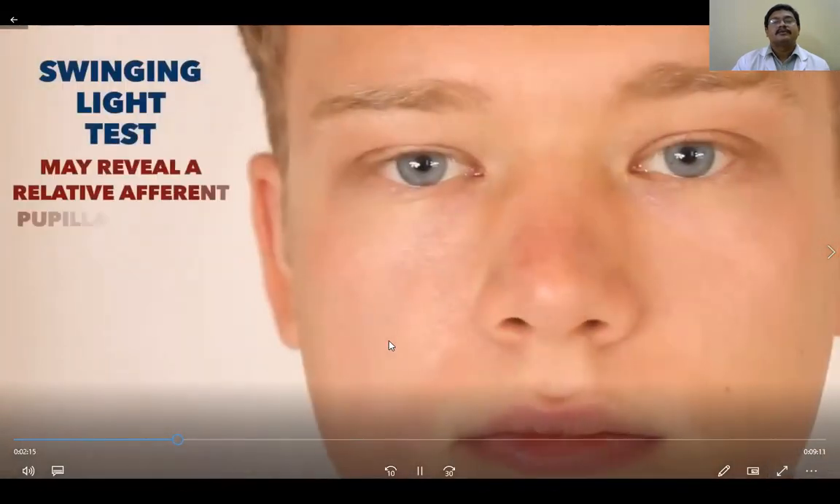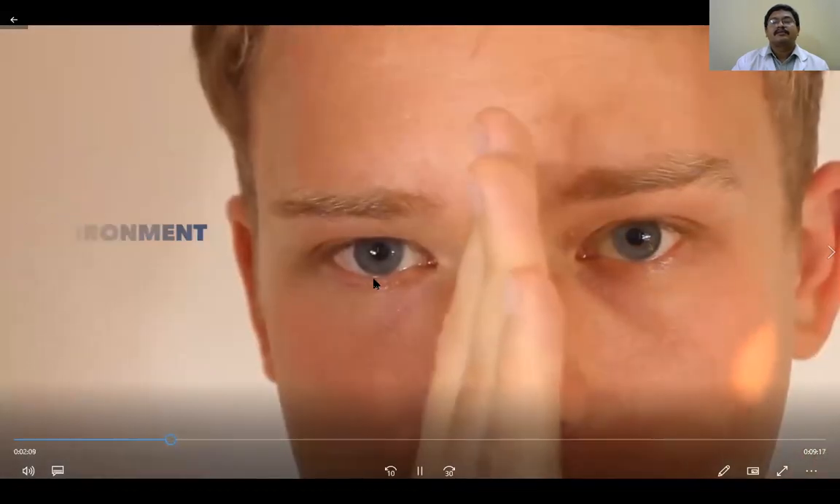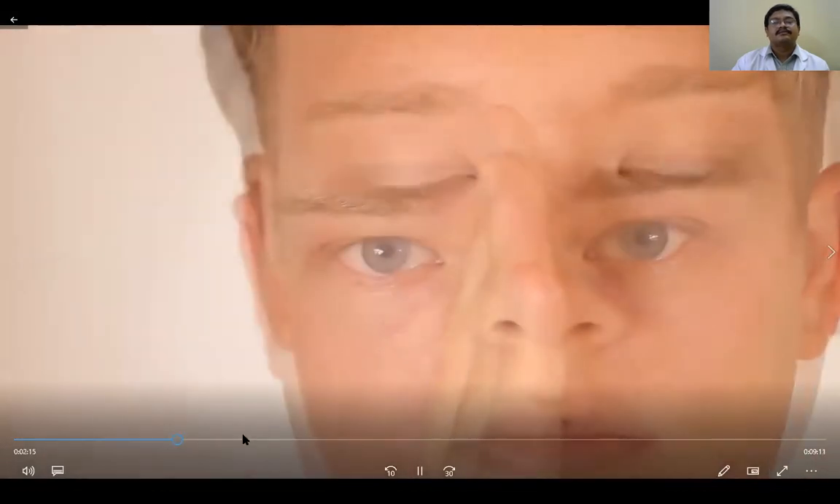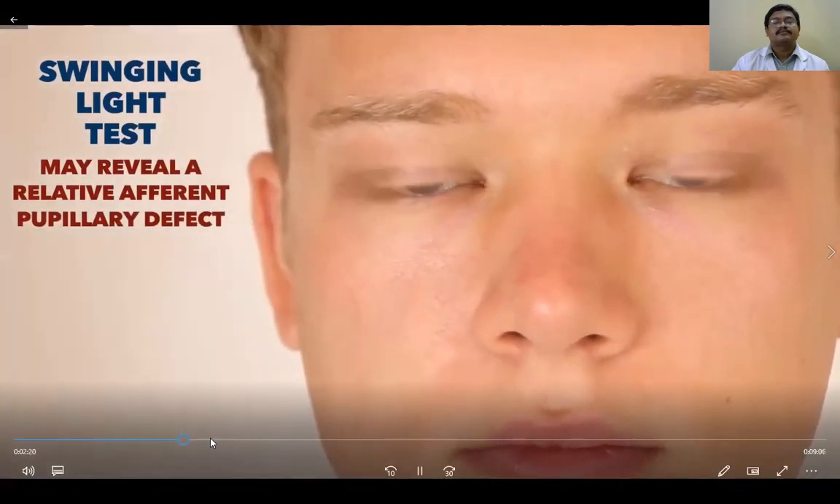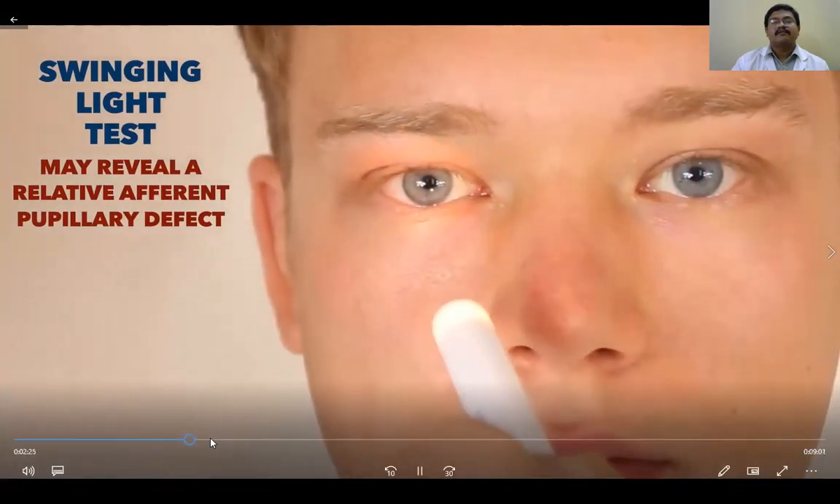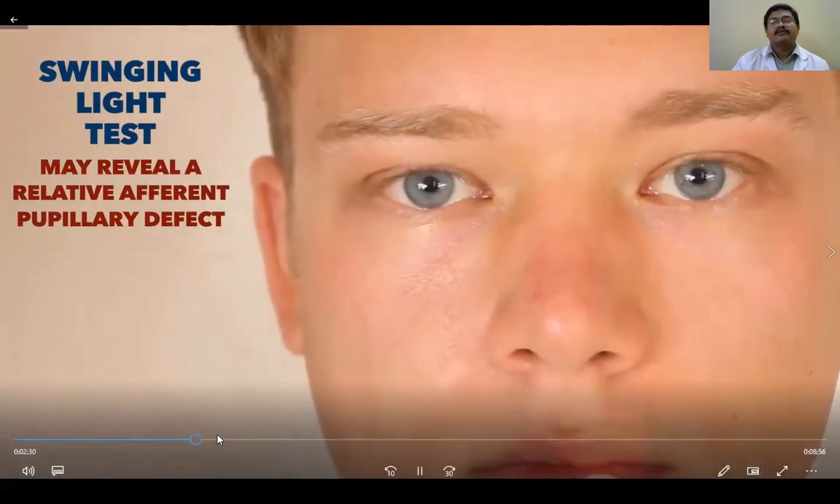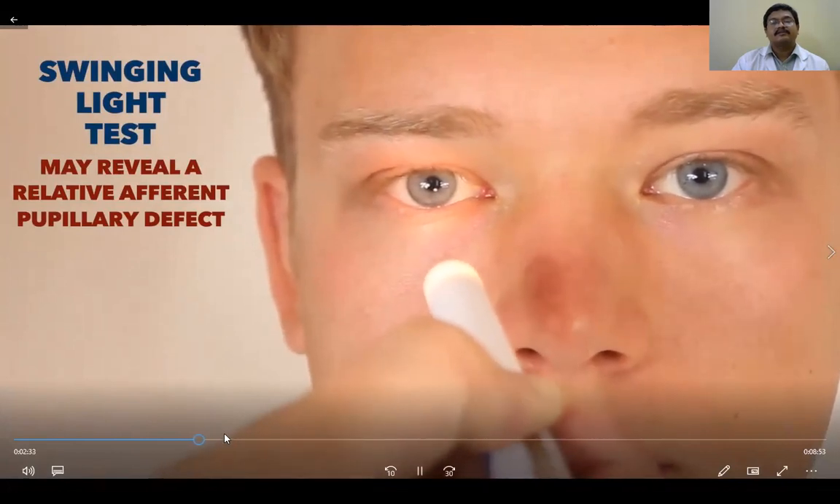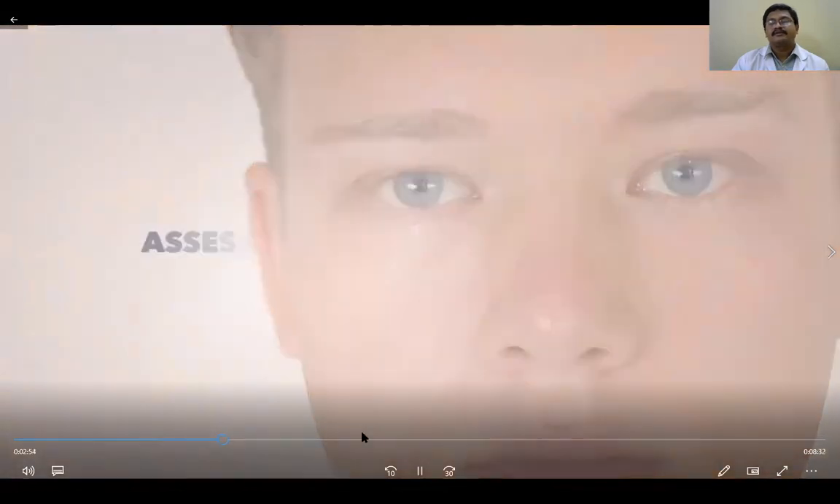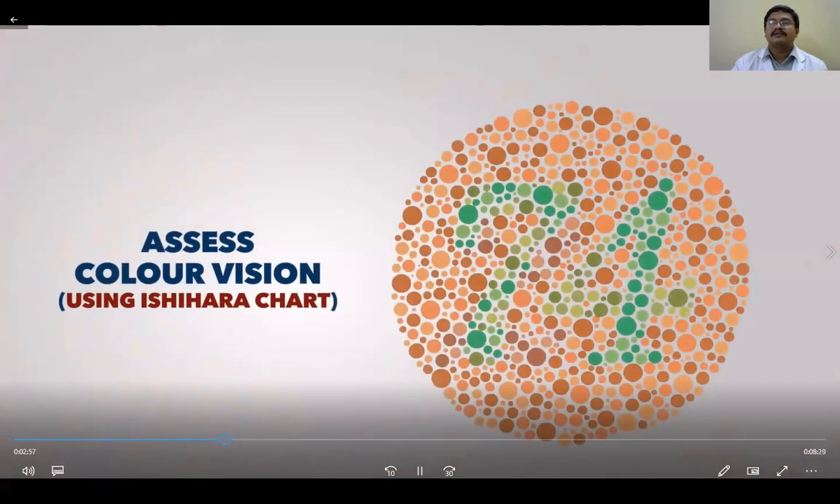That's great. I'd now like to swing the light between your eyes. If you just keep looking at the point on the wall in front of you. This is a swinging flashlight test for the RAPD, relative afferent pupillary defect. That's great. Accommodation reflex. Okay. With this, we conclude today's session. Okay. Thank you.